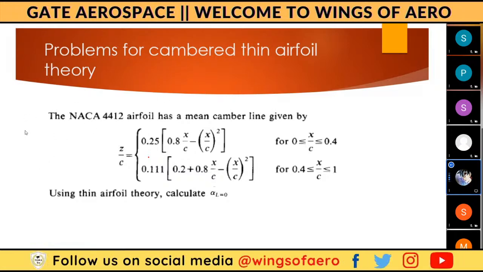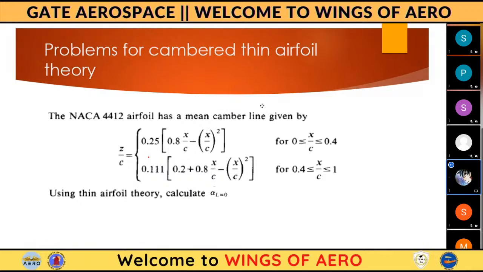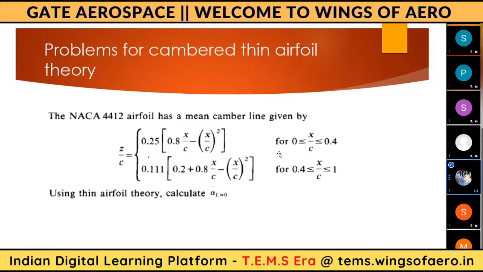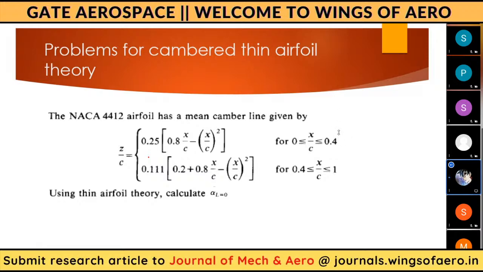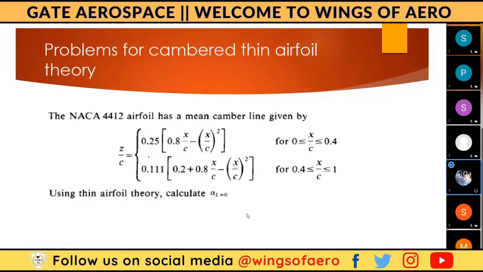So here, by using thin aerofoil theory, that is cambered thin aerofoil theory, we need to calculate the alpha L equal to 0. Suppose they ask the question like this: find the zero lift angle of attack for thin aerofoil theory for a symmetrical aerofoil, that is 0001 aerofoil. And they are not giving any choices. You need to find the answer. What will be the answer? Do we have any formula for the alpha L equal to 0 for a symmetrical aerofoil?